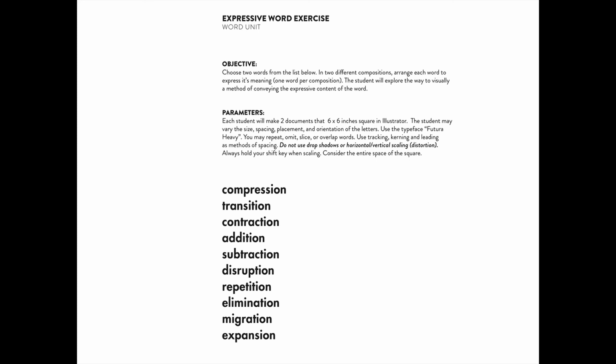Use the typeface Futura Heavy. You may repeat, omit, slice, or overlap words. Use tracking, kerning, and leading as methods of spacing. Do not use drop shadows or horizontal/vertical scaling. That means distortion. What I'd like for students to do is always hold the Shift key when scaling. Consider the entire space of the square.